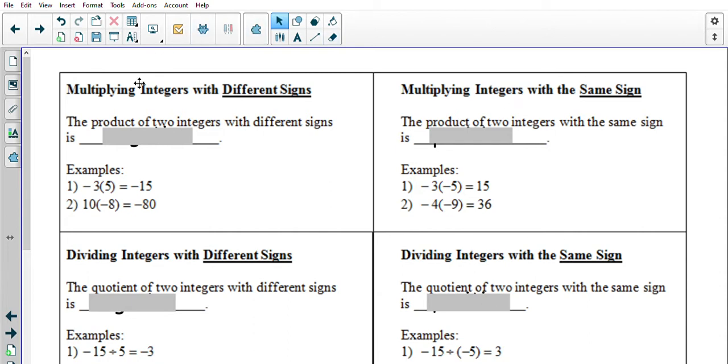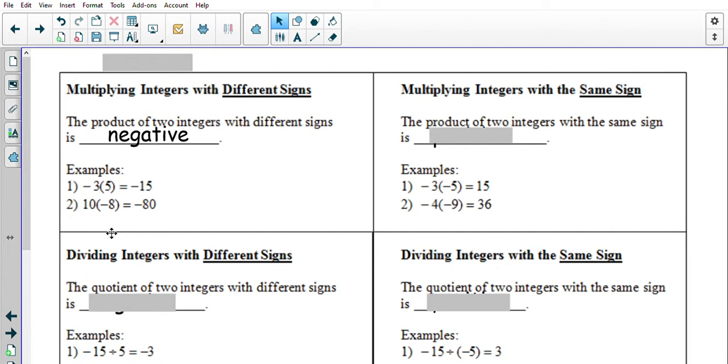First, if we are going to multiply integers that have different signs, like a negative times a positive or a positive times a negative, our answer is going to be negative. You can see this in the examples here as well. So all you do is multiply the numbers, figure out if your answer is positive or negative. In this case, it'll be negative, and put that sign on your final solution.